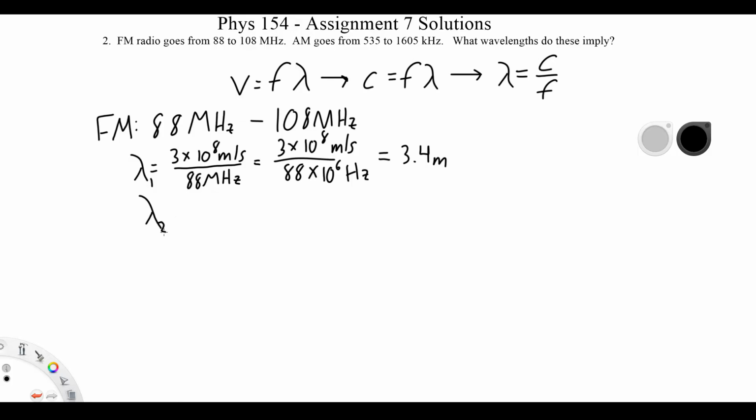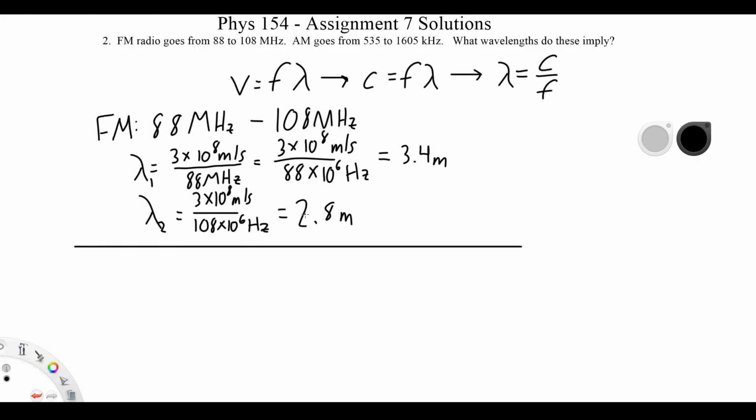Lambda 2 is going to be very similar, but instead of 88 megahertz, we're going to plug in 108. So it's going to be 3 times 10 to the 8 meters per second divided by our 108. I'm just going to tack on the times 10 to the 6 here for the mega instead of doing it in 2 steps. And ultimately, we find that this gives us a wavelength of about 2.8 meters. Okay, and so that is our wavelength range for FM radio.